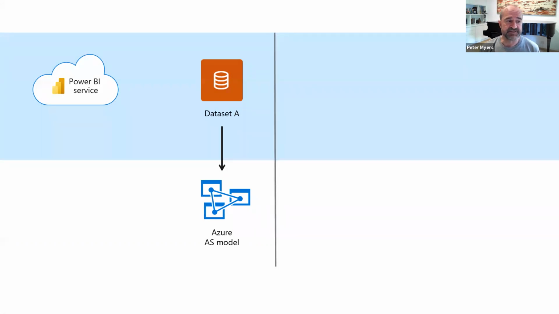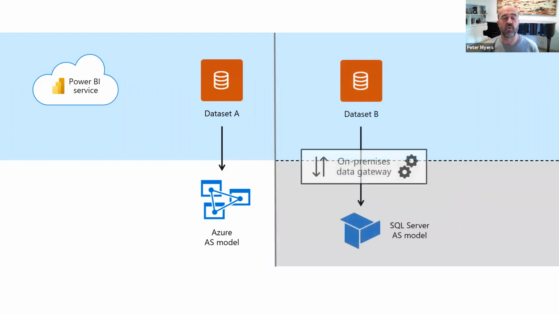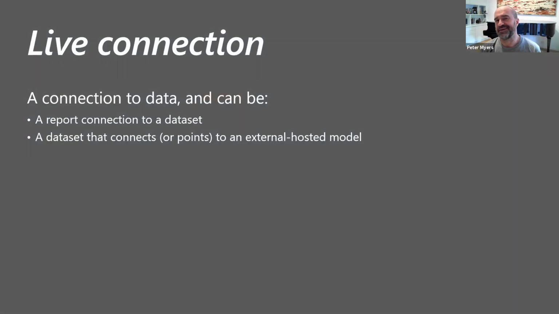Dataset B is connecting to SQL Server Analysis Services, and note the requirement to have a gateway to support the secure communication of data flowing from the service to on-prem and then back again. Well, let's focus in more detail then on what is meant by live connection.